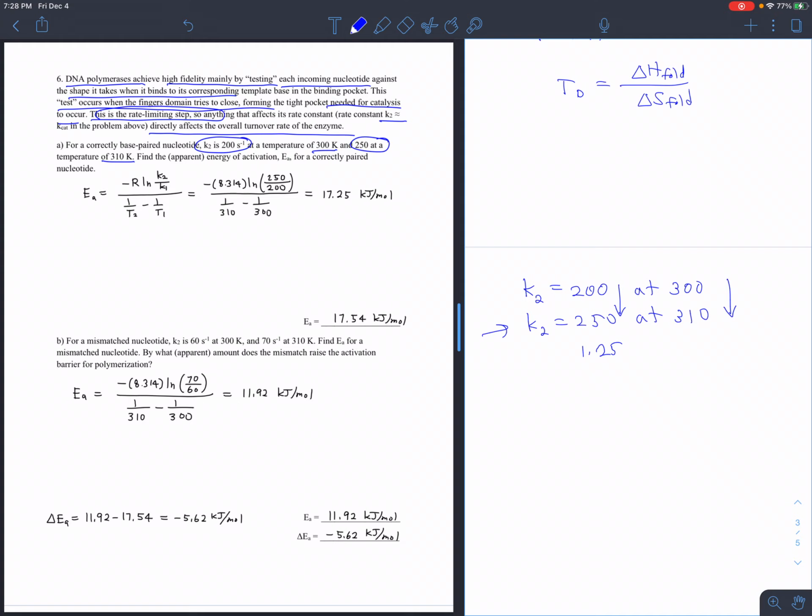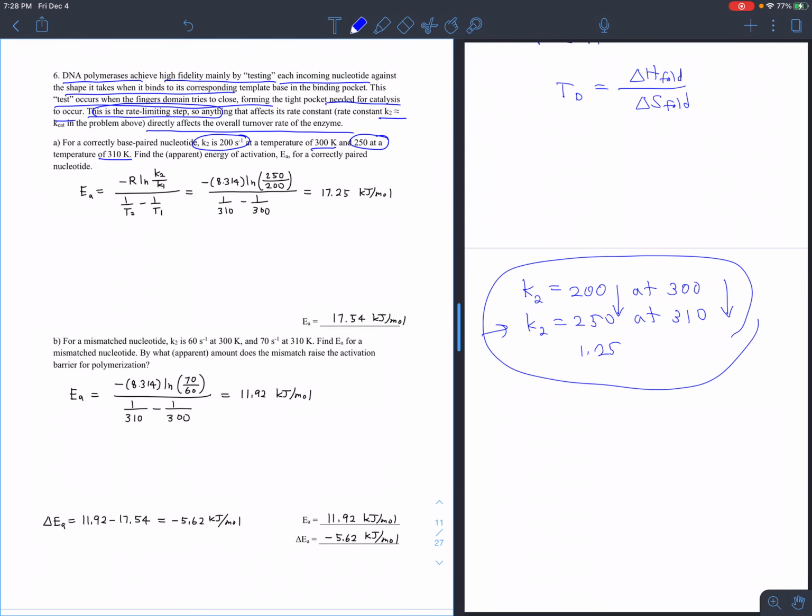It's a good idea always, if you can, to get some feeling for what kind of answer you expect, right? It helps prevent mistakes, helps you feel confident at the end that you got the right answer. The rest of it is standard Arrhenius. I don't think we need to go through that in great detail either. It's EA is minus R log K2 over K1 divided by 1 over T2 minus 1 over T1. T2 is 310, T1 is 300, K2 is 250, K1 is 200, R is 8.314, and that gives a barrier of 17.25, indeed well below, much smaller than the 50 that we would have gotten if the rule of thumb applied, and that's consistent with what we expected to begin with.